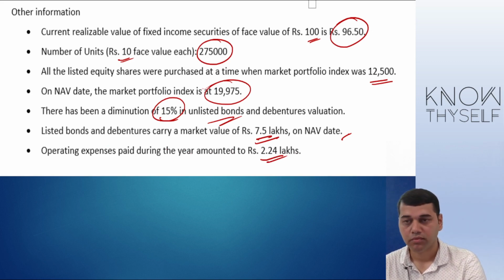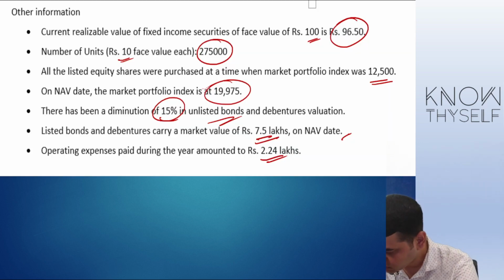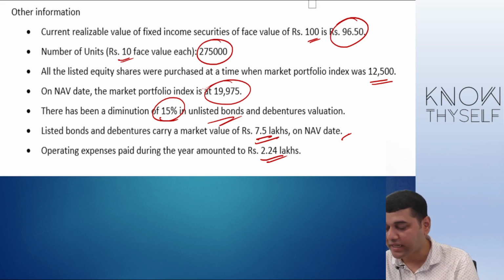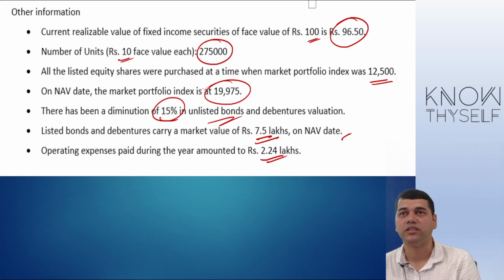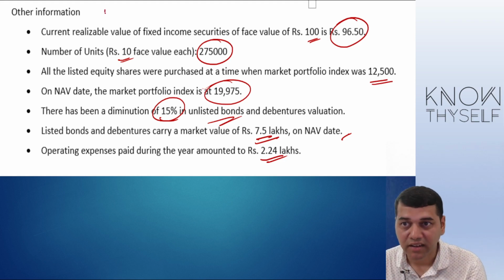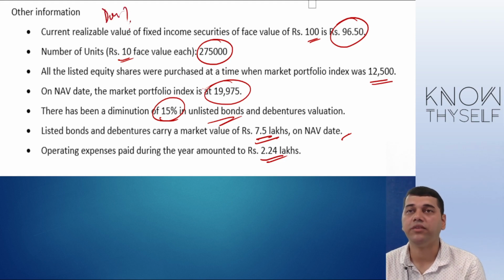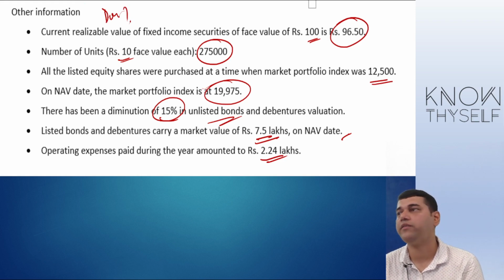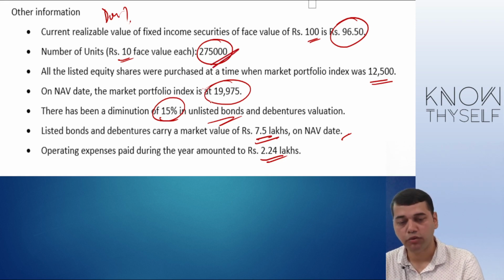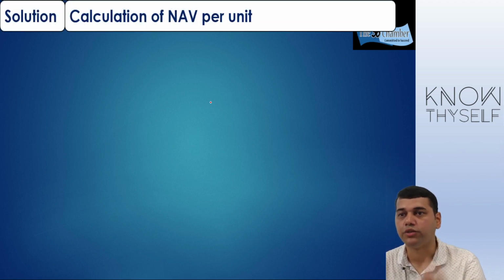Followed? Yes. So what did they ask me? Where is the question? The first part of the question starts with: calculate NAV per unit. This is the time when you invested initially. Now, on this day, what is my NAV? How to find out NAV? Find out the total net assets value at mark to market, divided by 2,25,000 units. You get NAV. Now you have to tell me one by one. So we'll do it together.